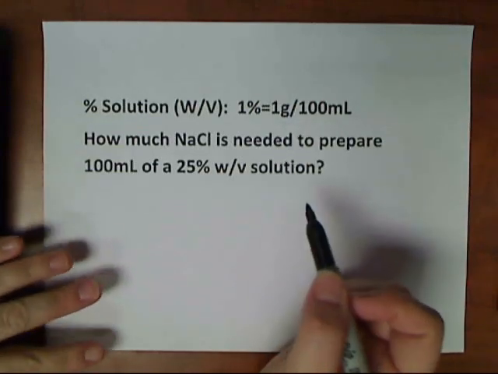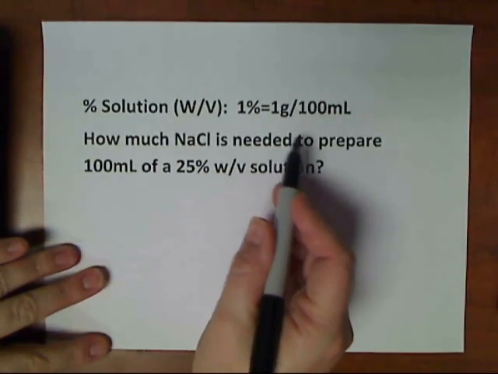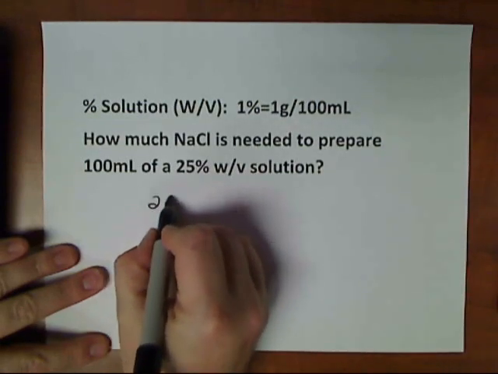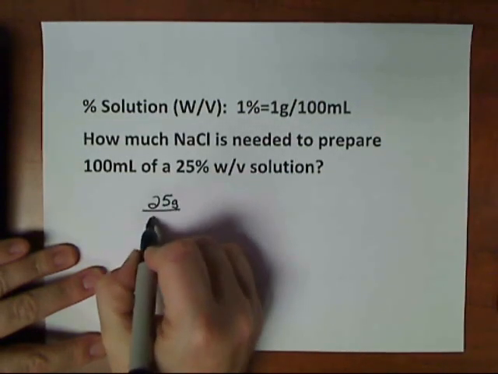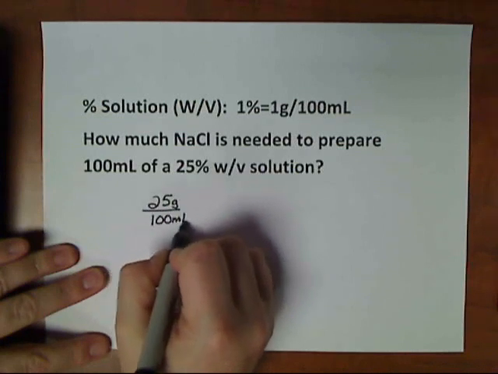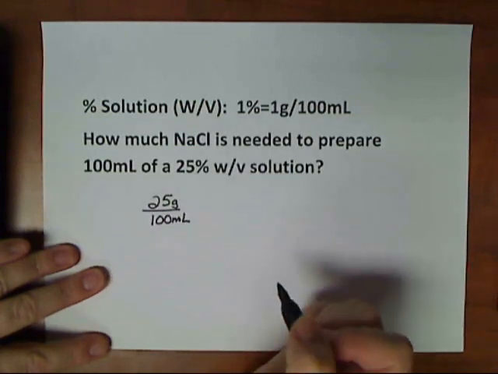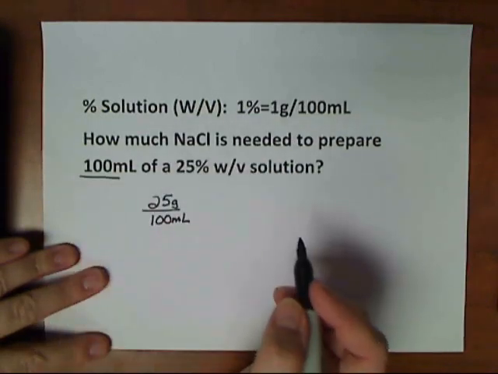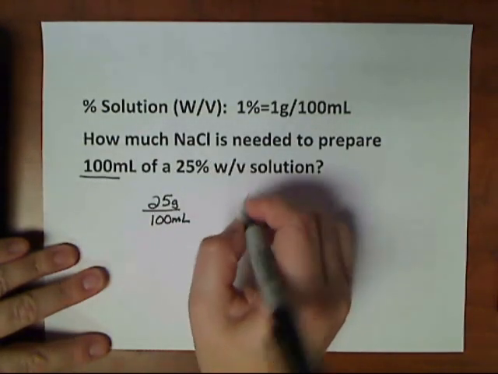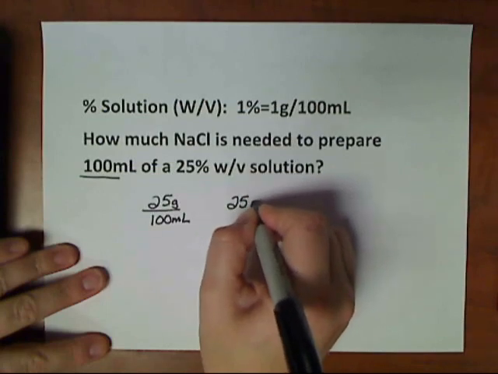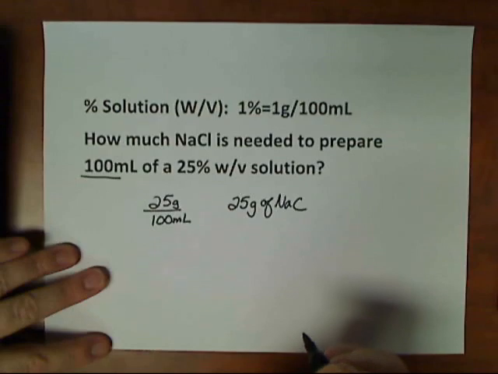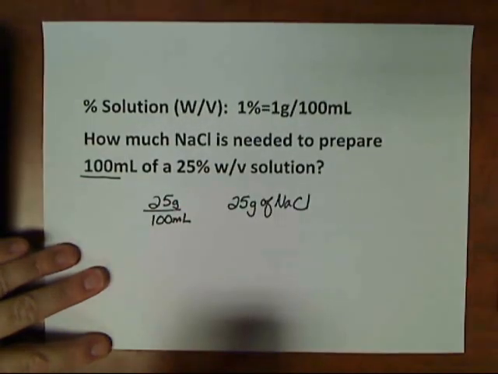Well, using what we have above, if 1% is 1 gram for every 100 mils, we have 25 grams for every 100 mils. So this one is fairly straightforward. Since the problem says we do have 100 mils, that would mean that we would need to weigh out 25 grams of sodium chloride in order to answer the question.